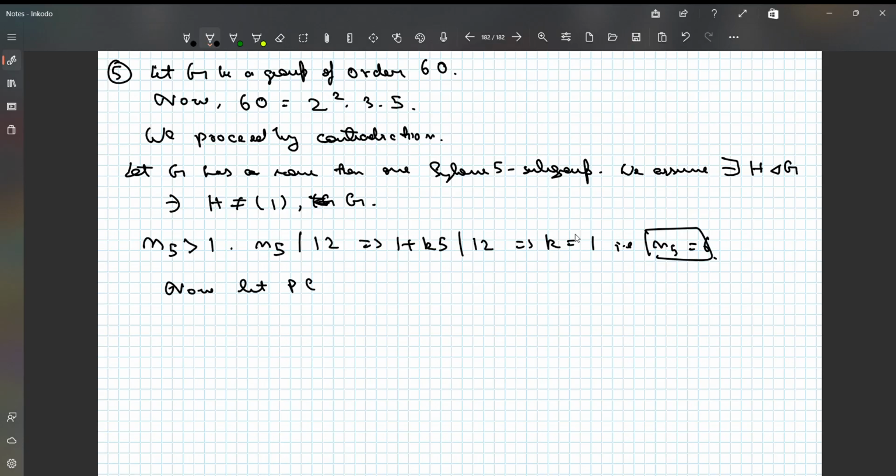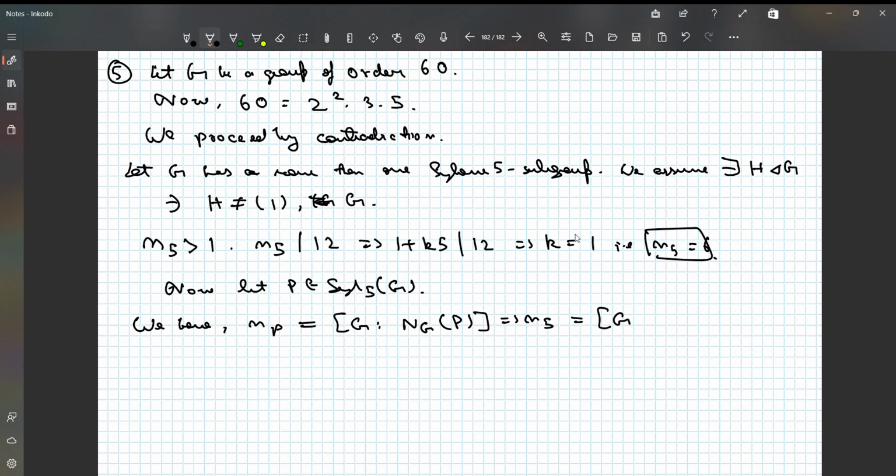Now let P be a Sylow 5-subgroup of G. We know from Sylow's third theorem that N_P, the number of Sylow P-subgroups, is equal to the index of the normalizer of a Sylow P-subgroup in G. So this implies N5 is the index of this Sylow 5-subgroup's normalizer in G. But N5 is what did we get? 6, right? N5 is 6.